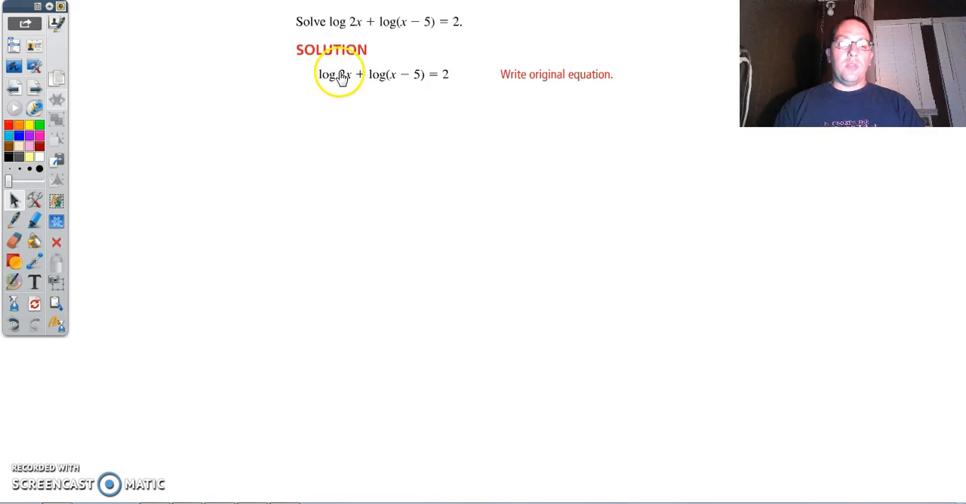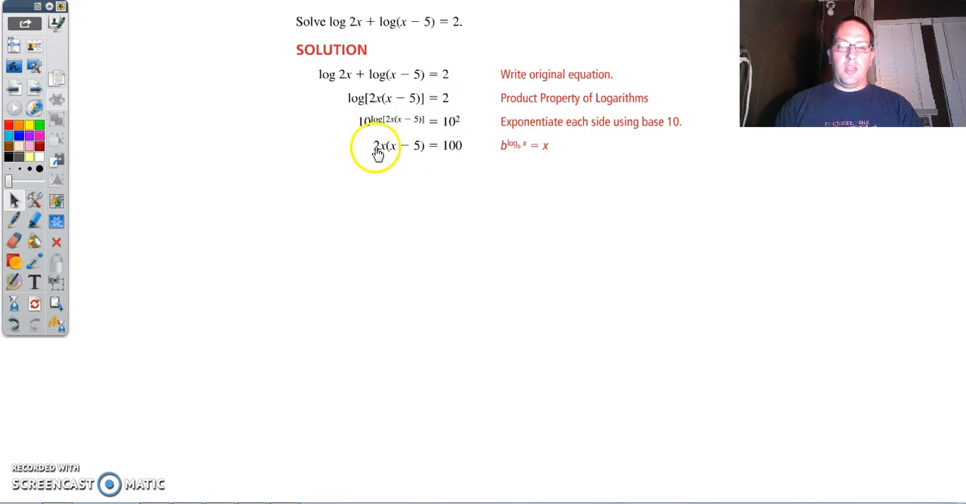All right? So what we're going to do here, since we're adding the logarithms, we can multiply the arguments. So this becomes common log of 2x times x minus 5. All right. Going to go ahead and exponentiate that. Get rid of the logarithm. Gives us 2x times x minus 5 equals 10 squared, or 100. So basically just writing this in exponential form.